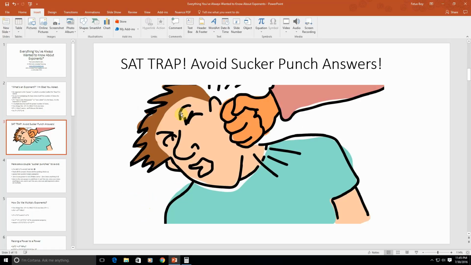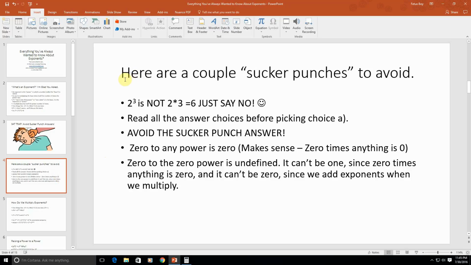Boom! Avoid the SAT or ACT trap of the sucker punch answer. What do I mean? Well, a sucker punch answer is a distractor answer that looks right. It's usually choice A, that you pick before you've fully thought it through, and you don't realize you've made a mistake until you get the test results back and realize you've gotten it wrong and that it was a dumb choice. So you want to read all the answer choices before picking choice A, or any choice. You want to avoid the sucker punch answer.